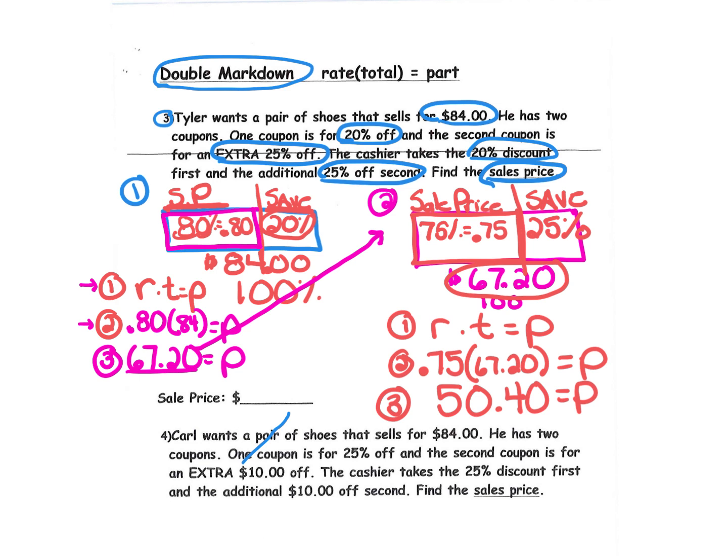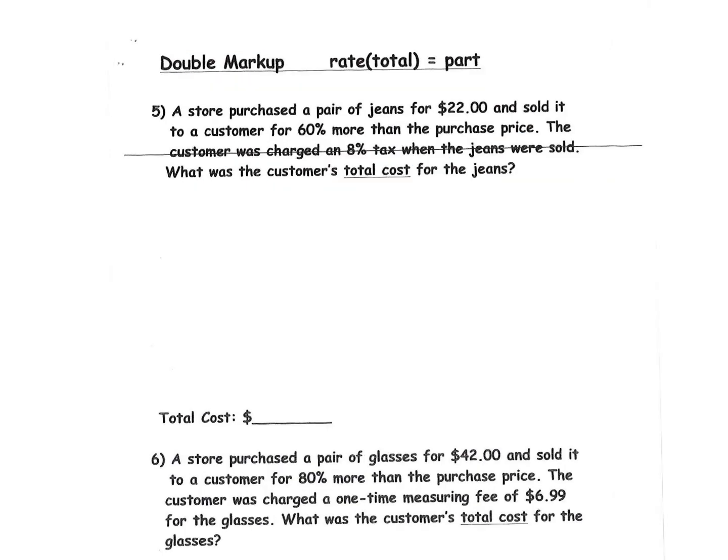Please make sure you have all the notes. If you need to pause the video, please do so. This is a double markdown. Notice we cut both bars or tape diagrams into parts. Now let's turn to our final page, which is a double markup, page 3. On page 3, we are going to complete a double markup. We will have to draw 2 separate tape diagrams.